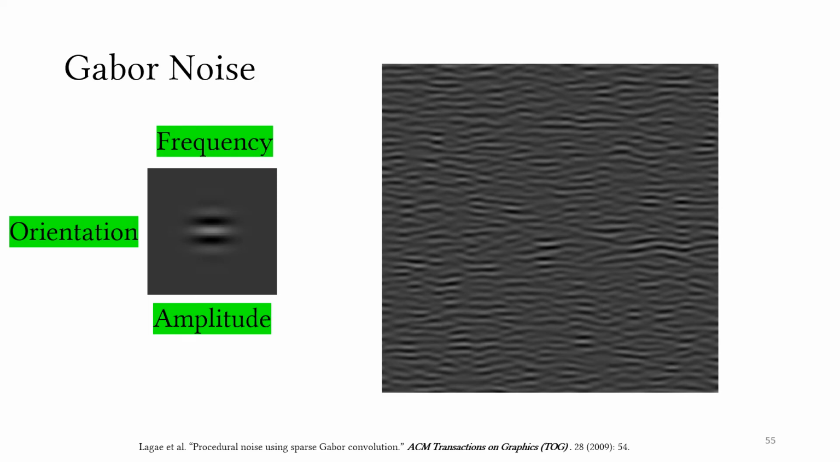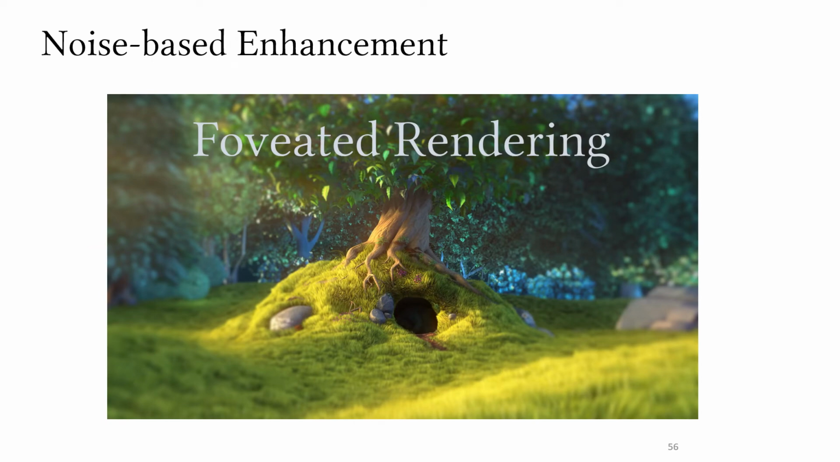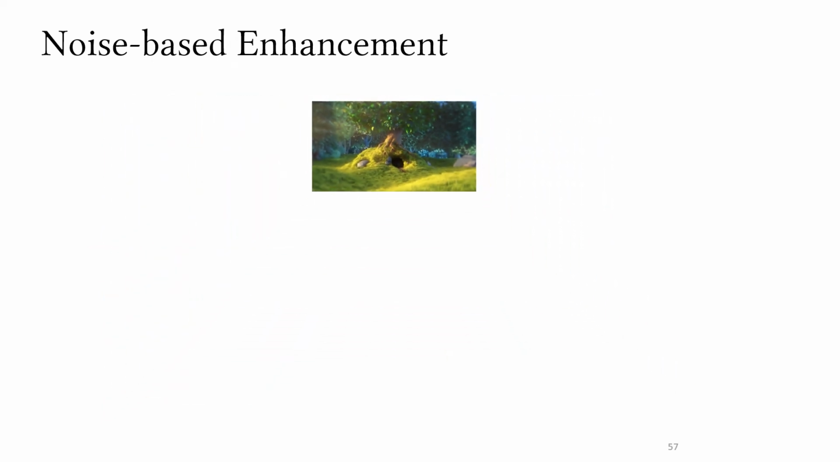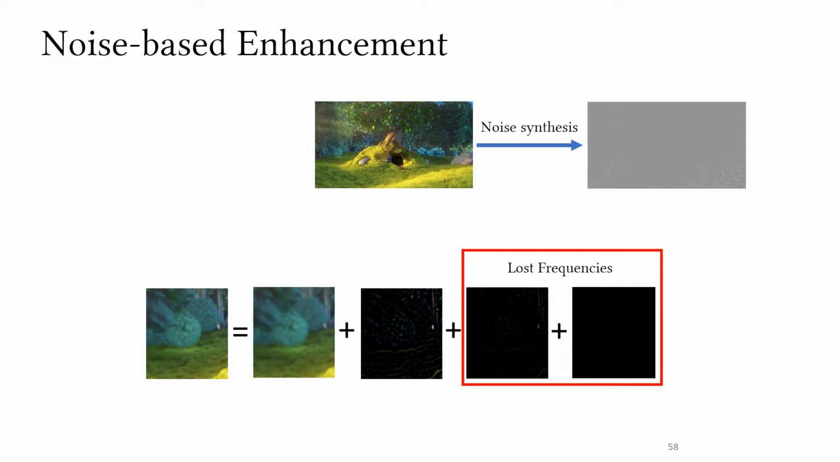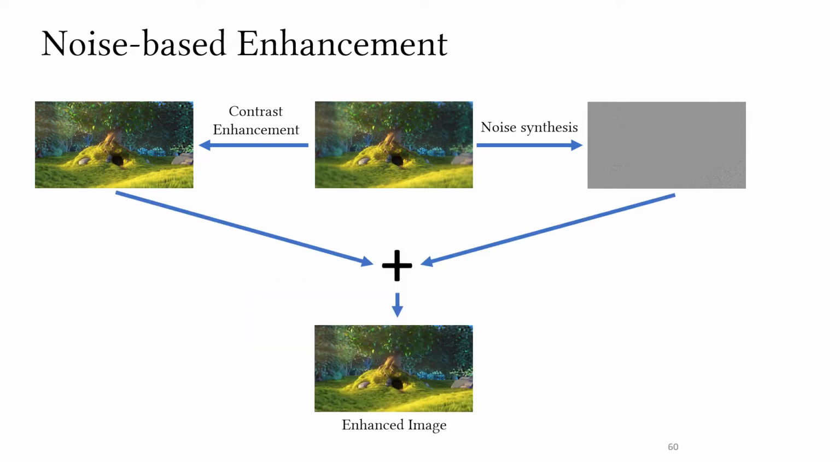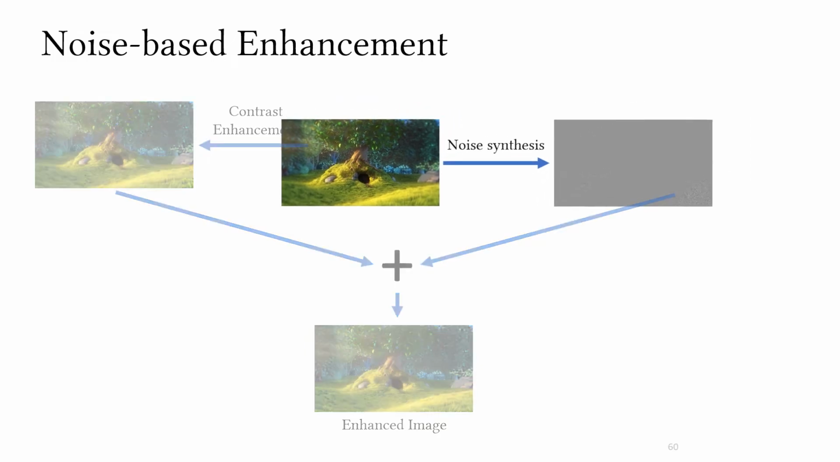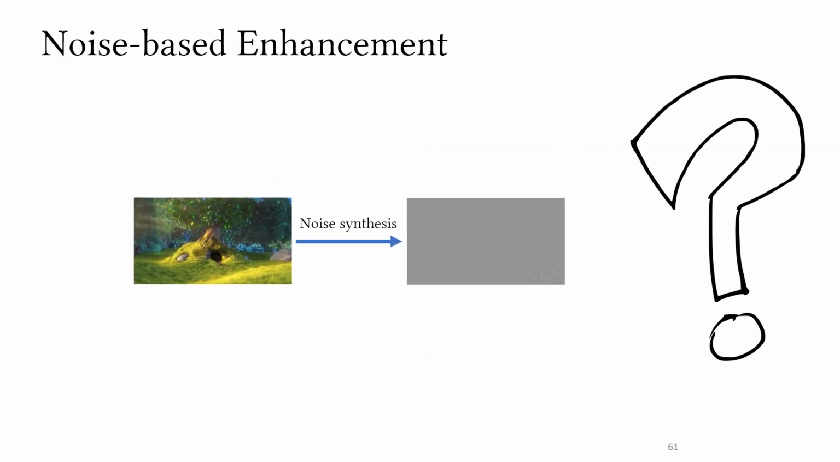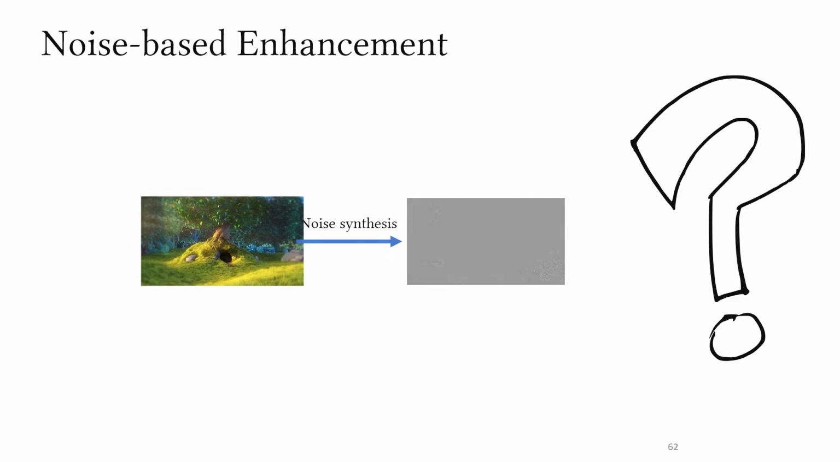So without further ado, what our technique does is to take a foveated rendering image as input and hallucinate the lost spatial frequencies using Gabor noise. Contrast enhancement is performed on the foveated image to boost attenuated spatial frequencies, and a synthesized noise is added on top of the contrast enhanced image to deliver the final output. And now the key question: how does this content dependent noise synthesis work?